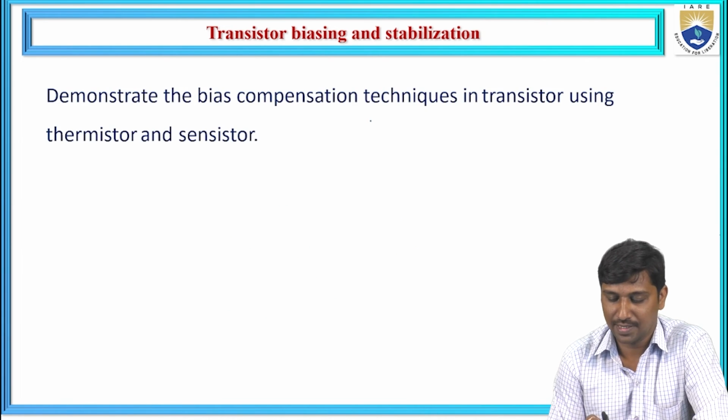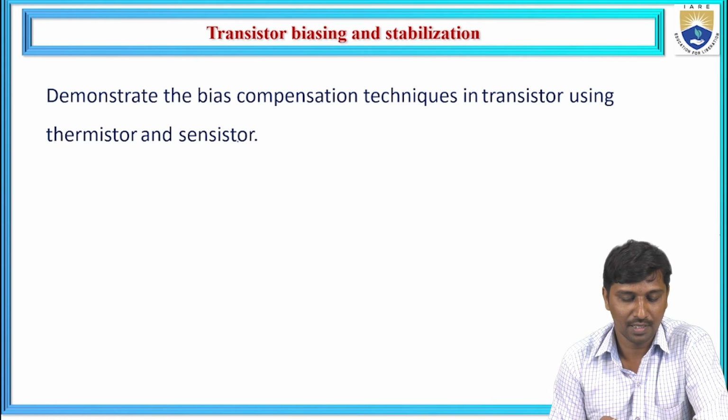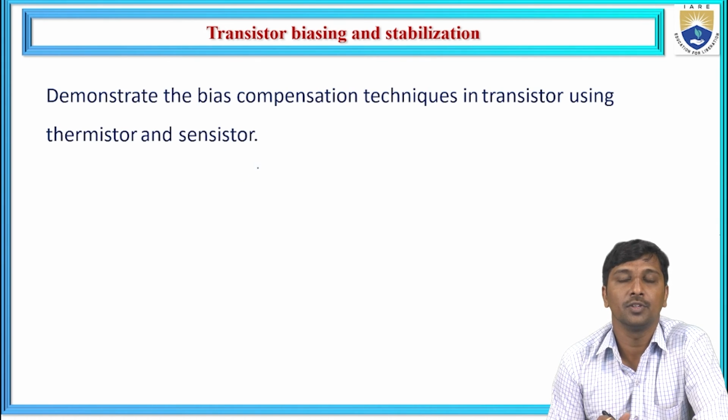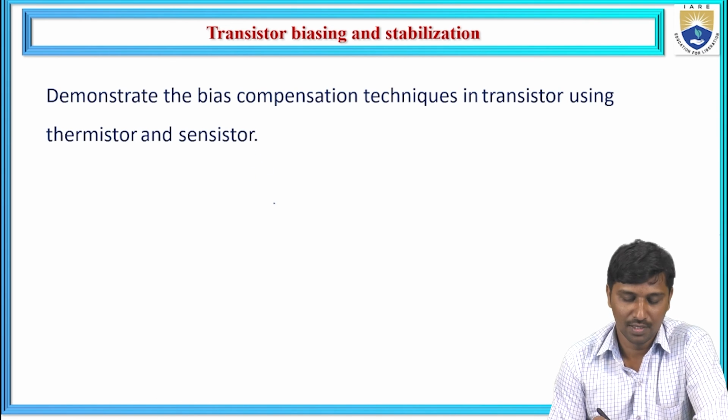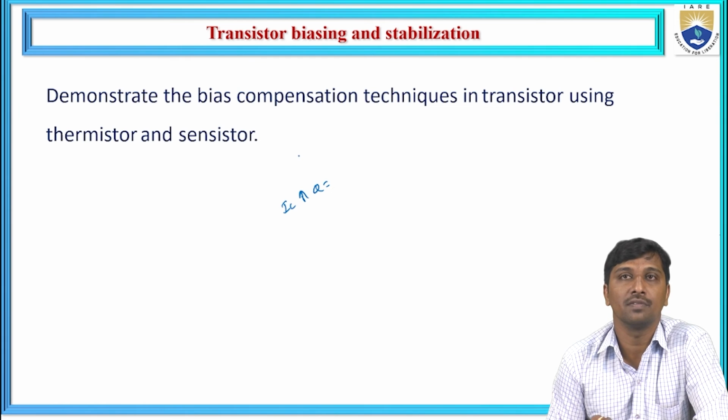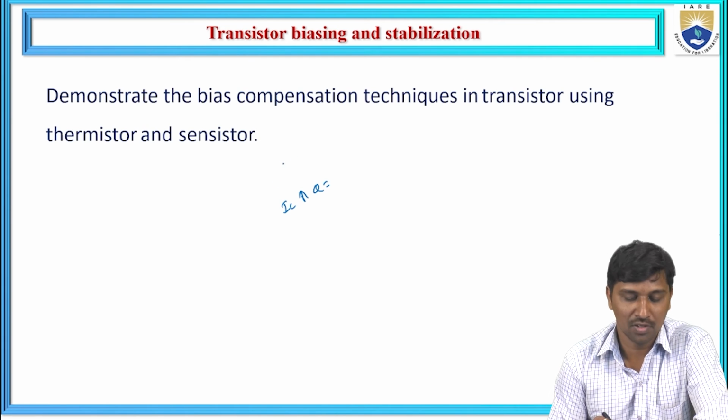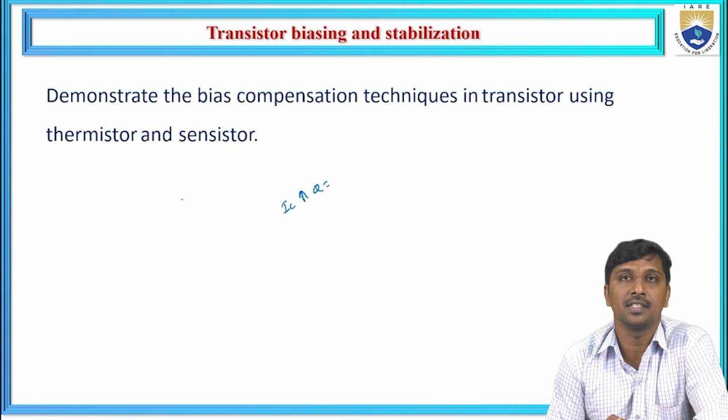Demonstrate the bias compensation techniques in transistor using thermistor and transistor. Actually, due to the temperature, we know that for every 10 degrees centigrade, the reverse saturation current becomes double. If reverse saturation current becomes double, it affects the output current. That is the reason. If IC is affected, the operating point is also affected. To compensate this, we have the thermistor method and the transistor method.